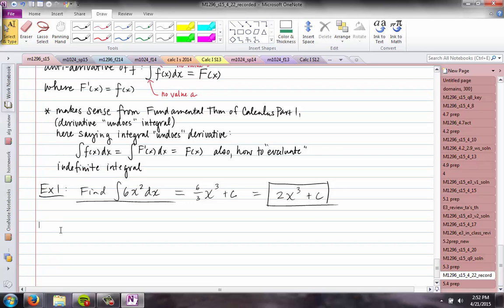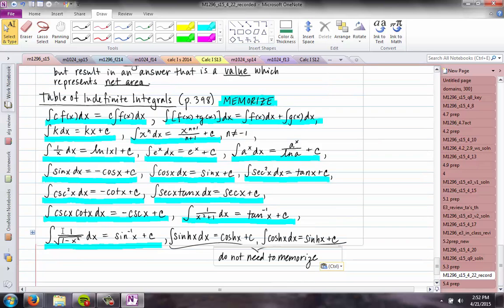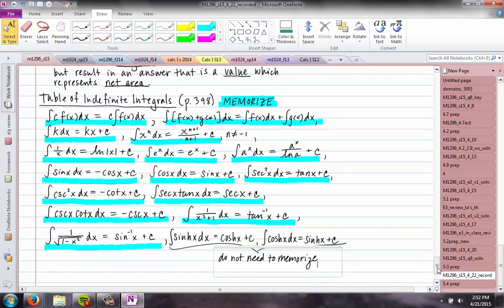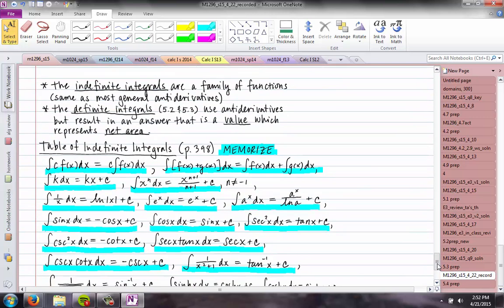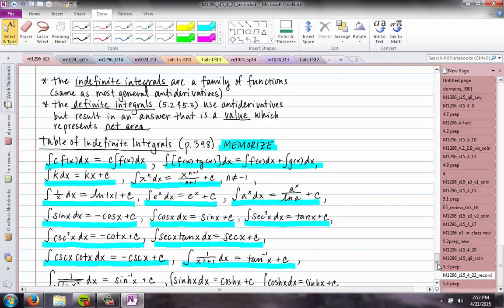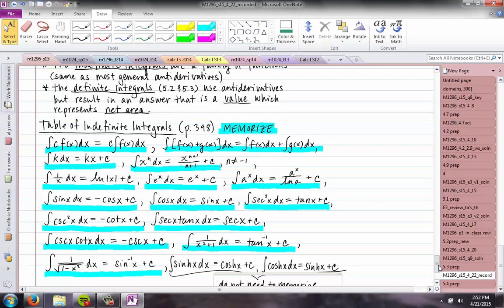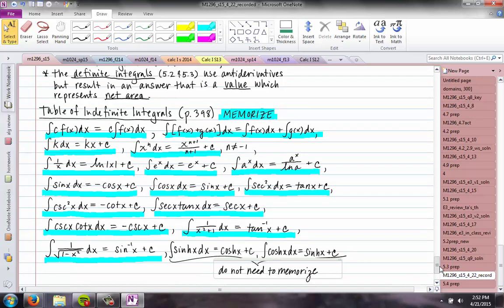So now that we've learned that, we're going to have a little bit of new notation, but pretty much we're going to have all these rules now, which are pretty much what you had in section 4.9. So those are indicated here. The blue ones are the ones that you need to memorize. There's a few down here at the end that you do not need to memorize, but if I gave you that rule, you should be able to do it. And those are with the hyperbolic functions.